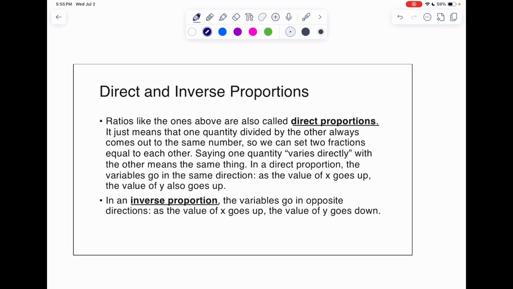Direct and inverse proportions aren't really tested on the SAT math section, but they are really related to what we're talking about, and it comes up sometimes in reading passages. So I wanted to have a quick conversation about this here.